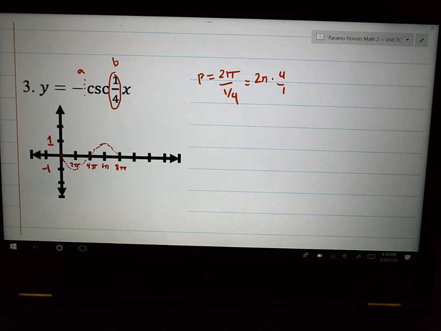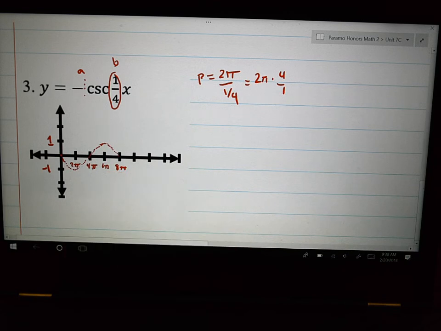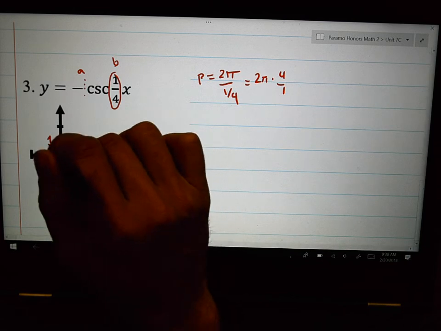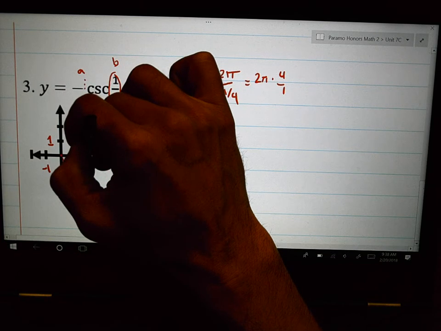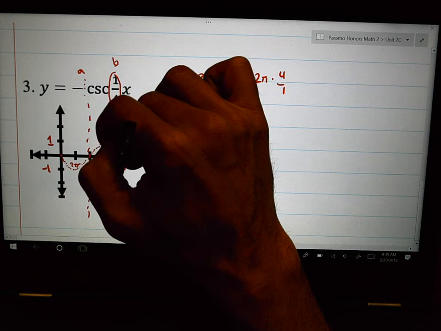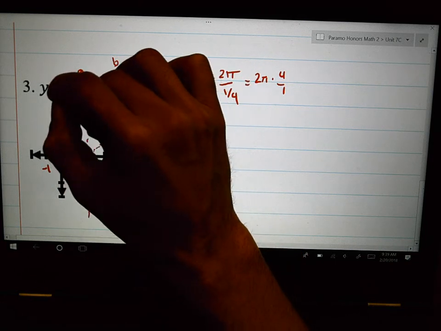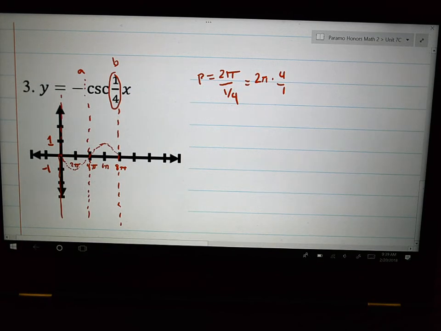Every time this sine value crosses the x-axis, it means that you're doing 1 divided by 0. It means that every single x-intercept will create a vertical asymptote where you see the x-intercepts. X-intercept, x-intercept, x-intercept. Those are going to be asymptotes. Those are boundary lines. Things that don't exist because it's approaching either infinity or negative infinity.